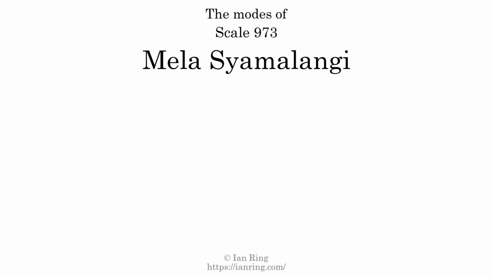This scale has 7 modes. The first mode is itself. The second mode is scale 1267, also known as Cotillion. It sounds like this.